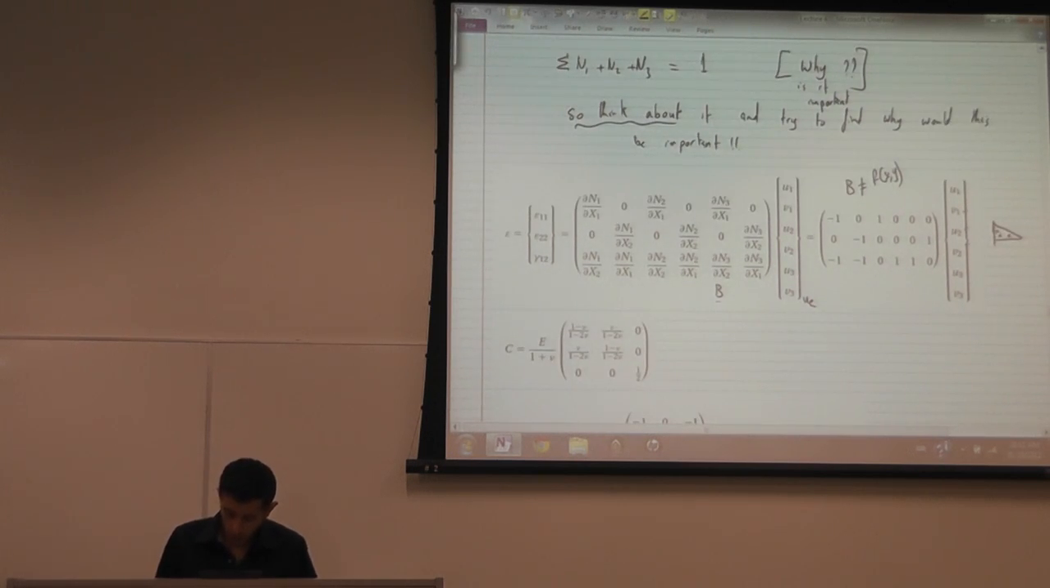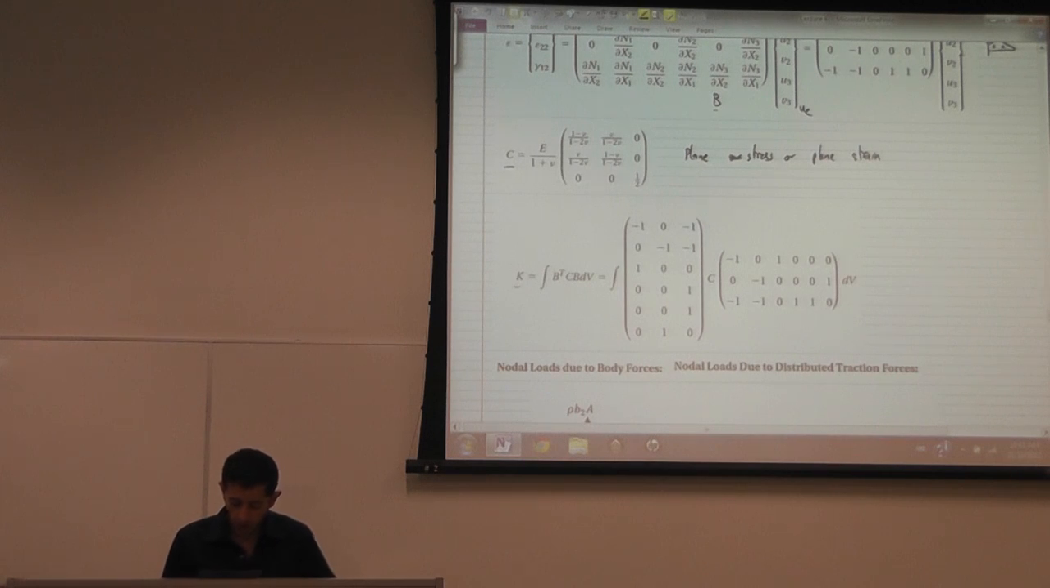Now, depending on whether you're using plane stress or plane strain, you get a different C. And the matrix K is equal to B transpose C B. It's always symmetric because C is symmetric, so B transpose C B is also symmetric. And it's independent of the position. So this is B transpose, this is C, this is B. And so this is the stiffness matrix of the element.